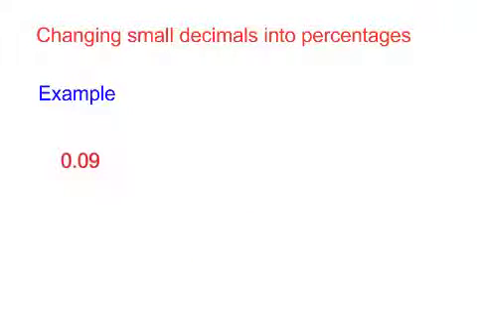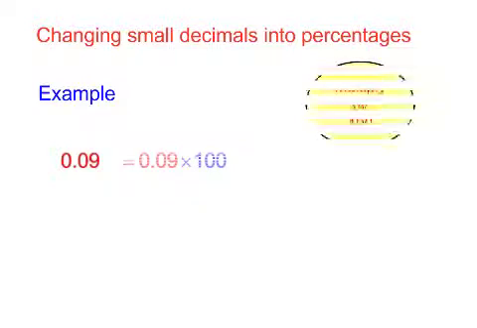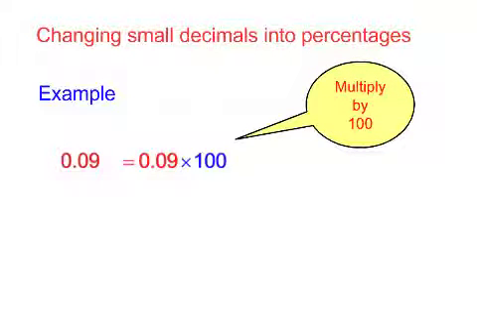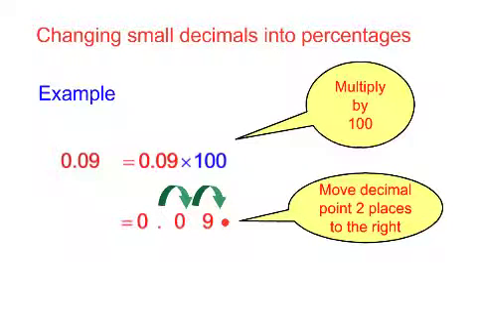What about small decimals? Changing those into percentages. We use exactly the same rule as before. Here's an example, 0.09. To change that into a percentage, we multiply by 100. So again, as before, we're moving the decimal point 2 places to the right, and here the decimal point ends up on the far right hand side after the last digit, the 9. So our answer is 9%. So 0.09 is 9% as a percentage.